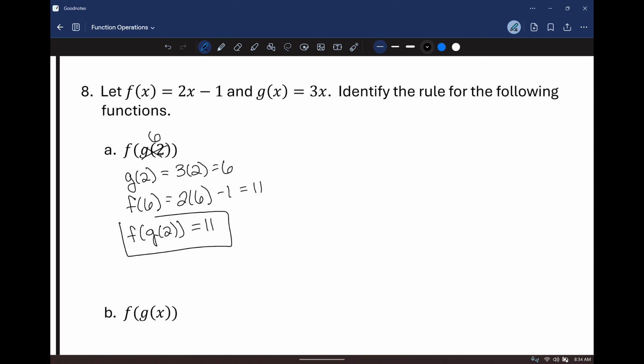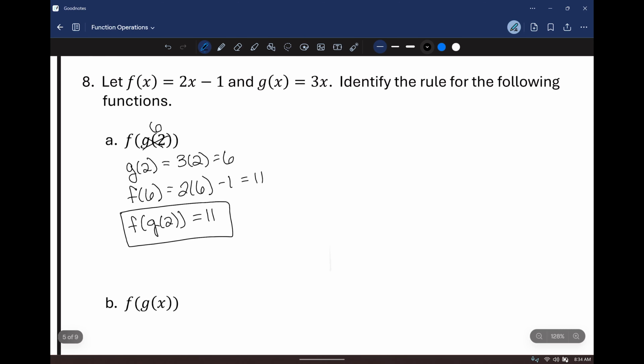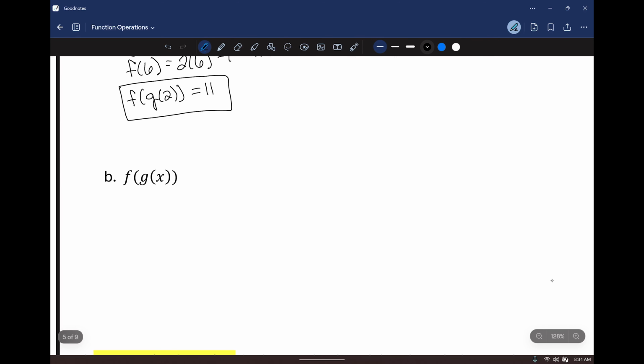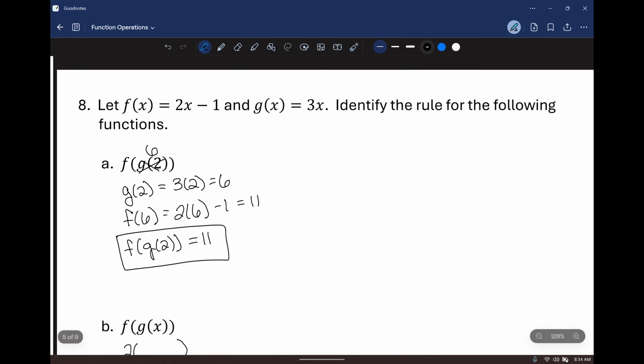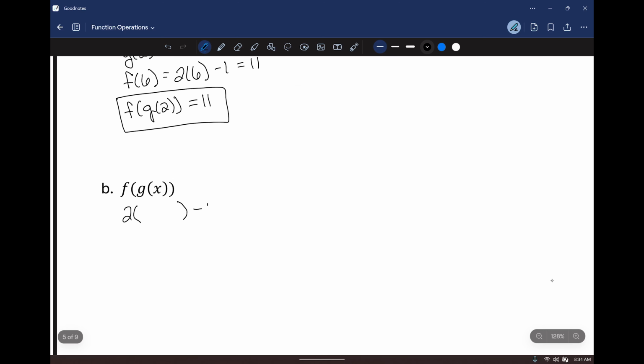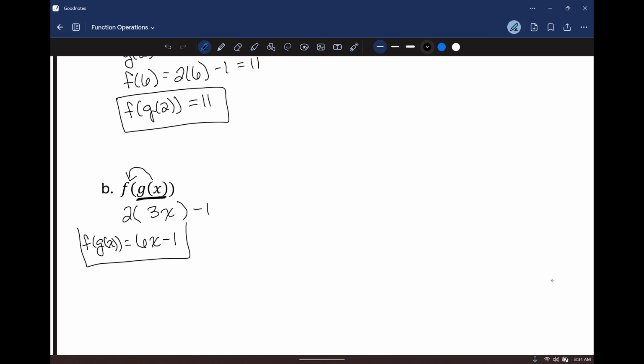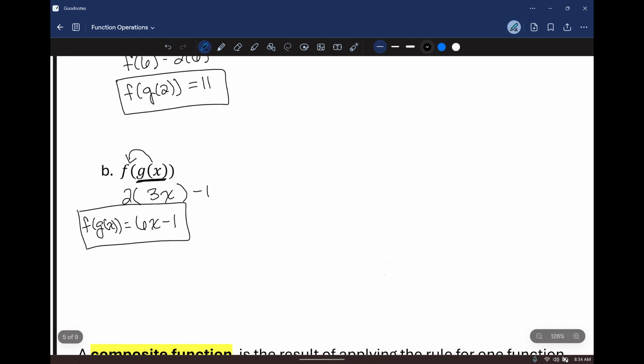All right, so let's find the rule by plugging g into f. So I'm going to write f down. That would be 2 times something, minus 1. Well, the something is the g, which is 3x, because remember we're taking g and plugging that into f. That gives us 6x minus 1. So f of g of x is equal to 6x minus 1.